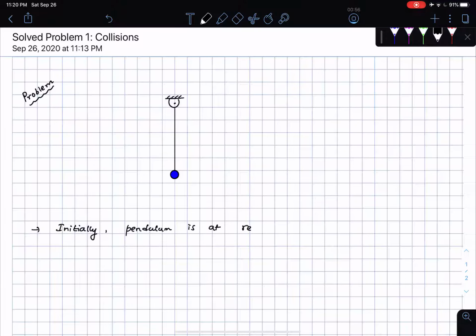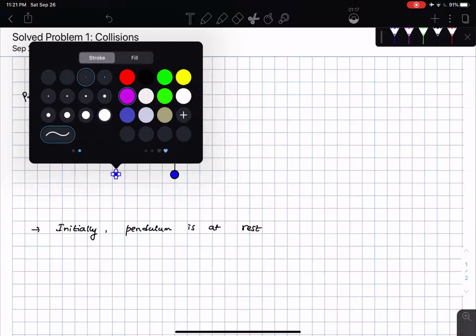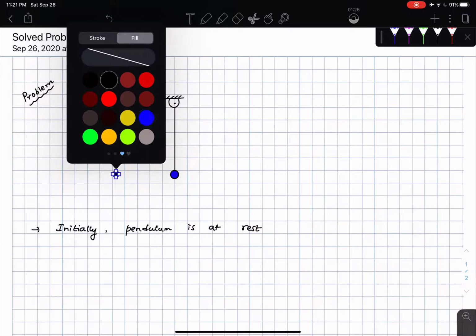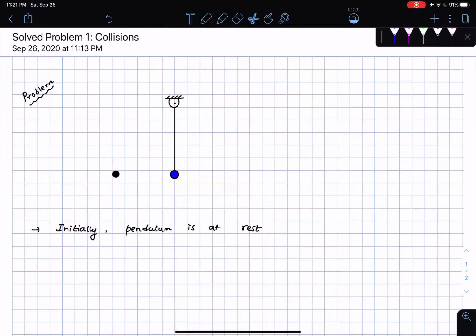Then what happens is that there is a small stone or some kind of silly putty. Let's assume it's silly putty. That silly putty comes and strikes this pendulum. Somebody is throwing a stone at this pendulum. So in this case, this stone or this ball, let's say it's a ball, is traveling towards the pendulum with a certain velocity.